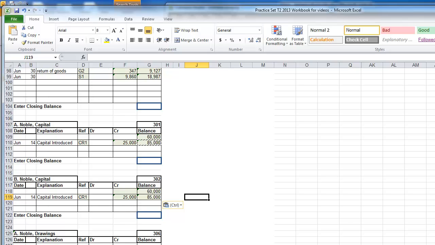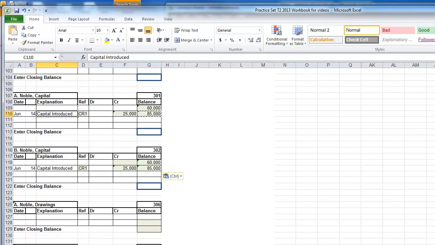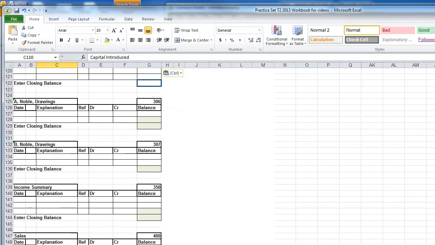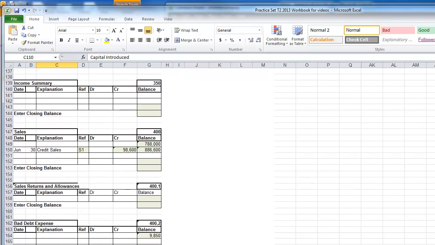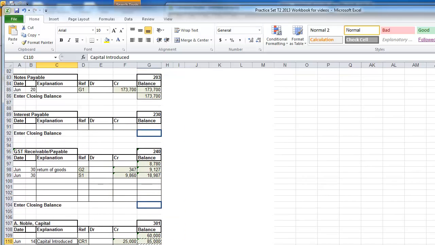Now, the other way that capital can change is if the business makes a profit. So capital can change if people put money in, capital introduced, if people take money out, drawings, and the other one is a profit. And what's a profit? Well, it's going to be the net of all our sales, all our revenue, less all our expenses. That's our profit. And you'll get quite strong with this with the accounting equation. We've got to look at the accounting equation and become really strong with that.